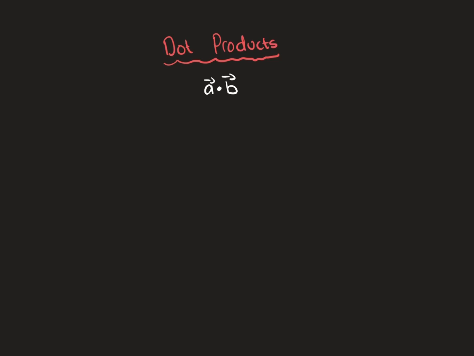Let's say you do A dotted with B and you get a value greater than 0. That means that vector A and vector B form an angle that's less than 90 degrees. That means that they point in pretty similar directions.